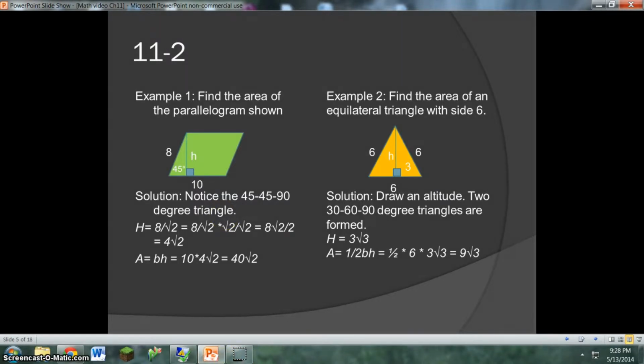Now that you know the height, you can find the area using Theorem 11.2. The area equals 10 times 4 root 2, and that gives you the final answer of 40 root 2.